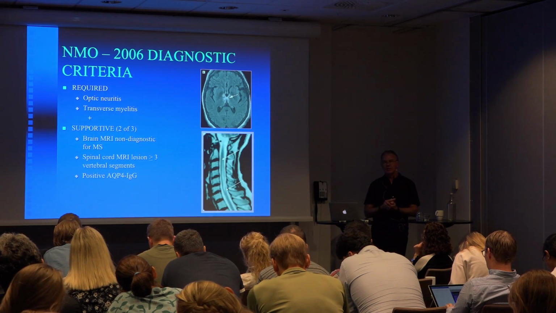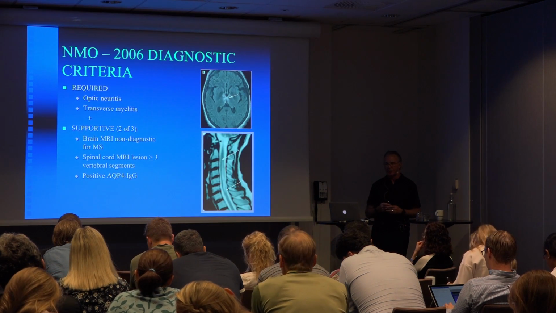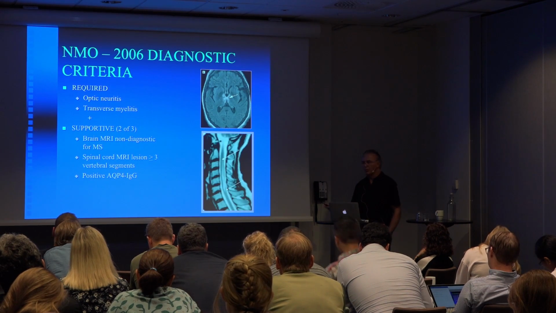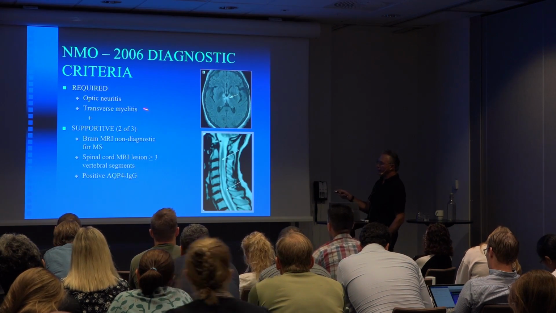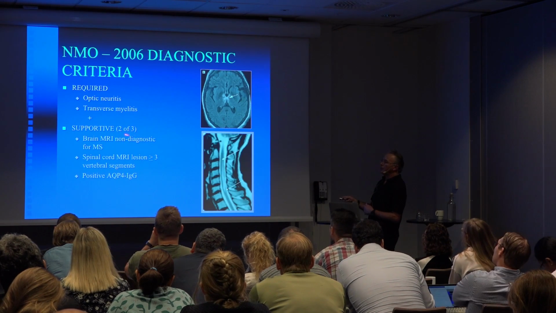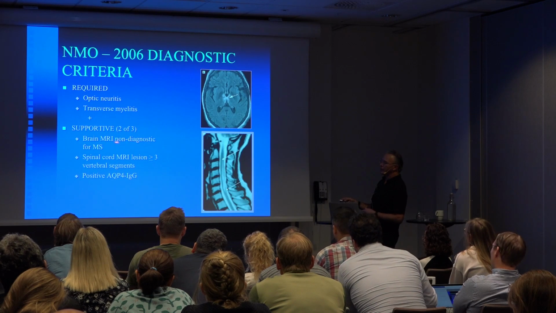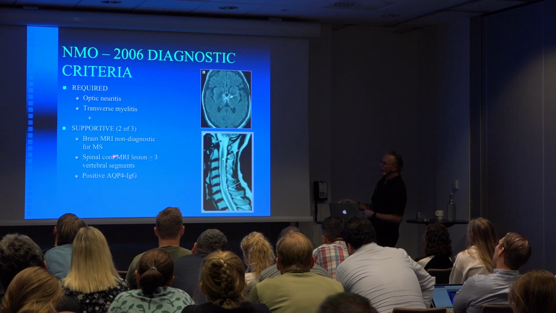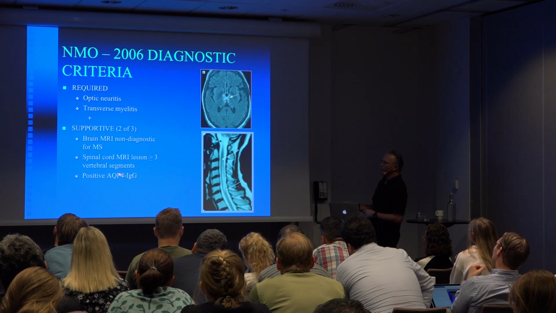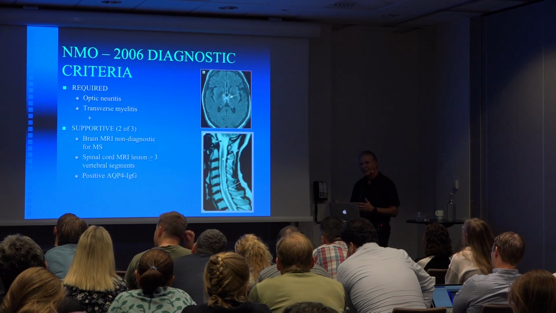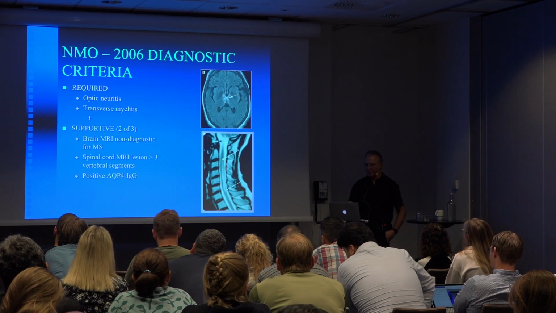In 2006, they started to develop diagnostic criteria based on the use of this antibody. So you had to have, at that point, optic neuritis and transverse myelitis, both of them together. And you needed 2 of 3 of these supportive criteria: the unusual pattern in the brain, long segments of spinal cord involvement, and a positive aquaporin 4 antibody test. So 2 of those 3 plus that. A lot of things required to make the diagnosis at that point.